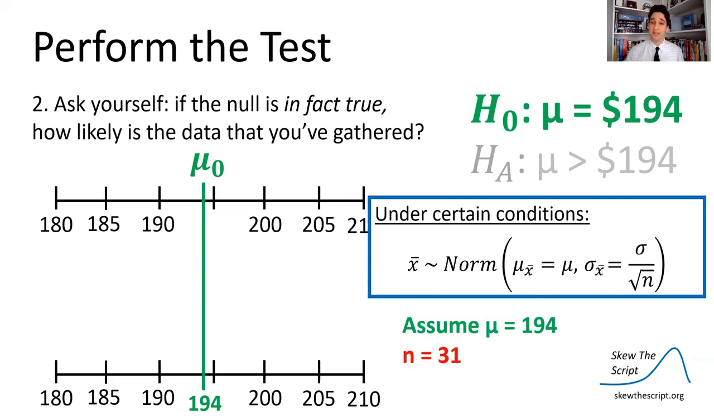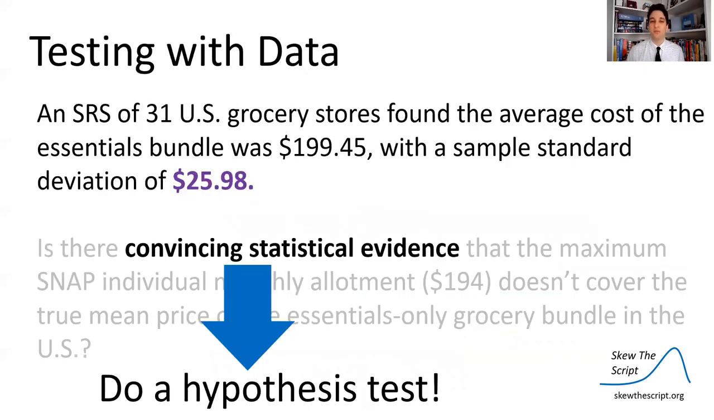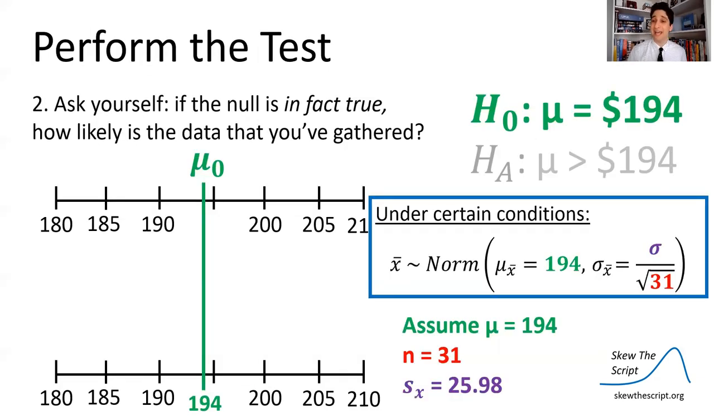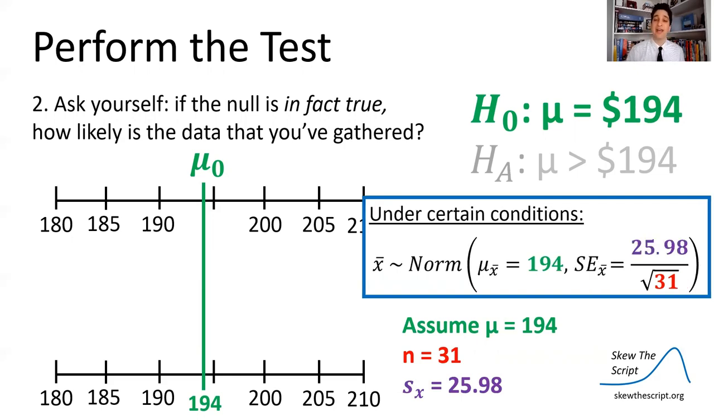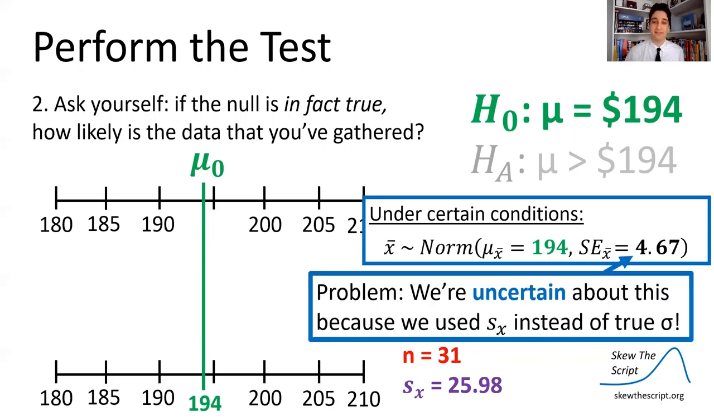So we're assuming the null is true, so we're going to assume the true mean is 194. We know that we're sampling 31 grocery stores, so we plug in 31 for our sample size. We don't really know the true standard deviation of these price bundles. So what can we do? Well, we saw in the problem that the sample standard deviation among our sample was about $26. So let's plug that in as an estimate of the true standard deviation of bundle prices. We plug that in and we calculate our standard error as 4.67, almost five.